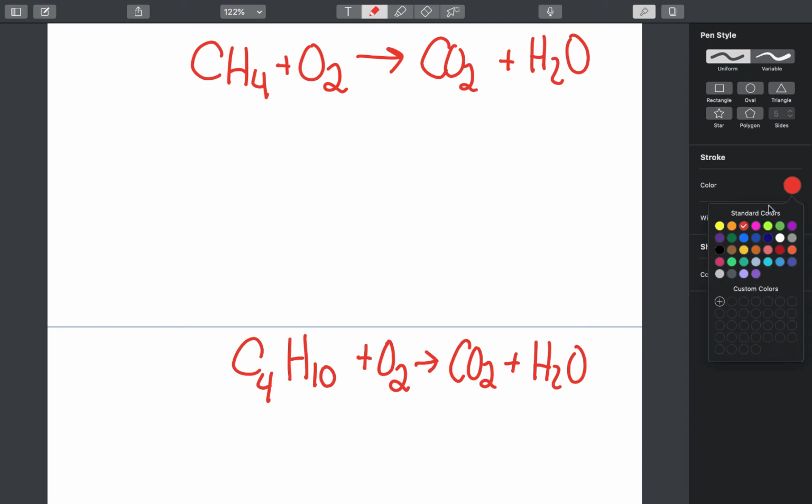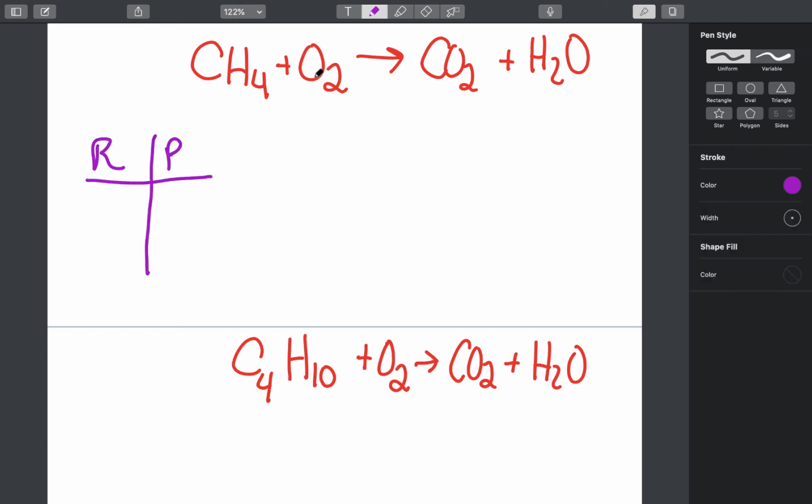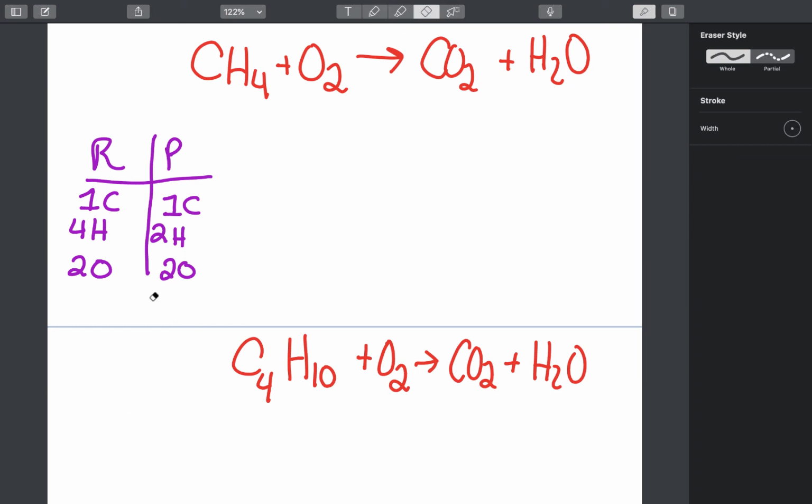So hopefully you pause the video to balance these equations. So let's do this together. So once again, let's start with our little table. So on our reactant side, we have 1 carbon, 4 hydrogens, and 2 oxygens. And on our product side, we have 1 carbon, 2 oxygens, and 2 hydrogens. Actually, we have 3 oxygens. I forgot the one on the water. So let's write 3 oxygens, okay?